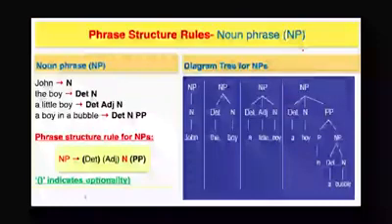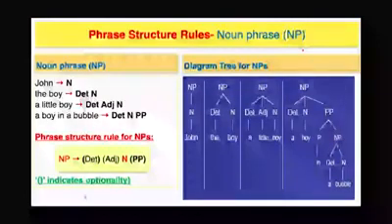The third example, a little boy. A little boy, a determiner, then an adjective, and then we have a noun. And the last example is a boy in a bubble. We have a boy, a determiner, boy is a noun, in is a prepositional phrase. Now all these examples, if you look at them very well, you are going to see that all of them constitute noun phrases.